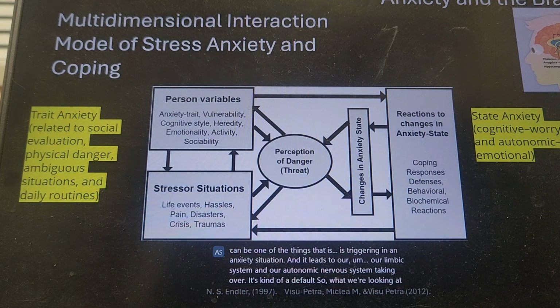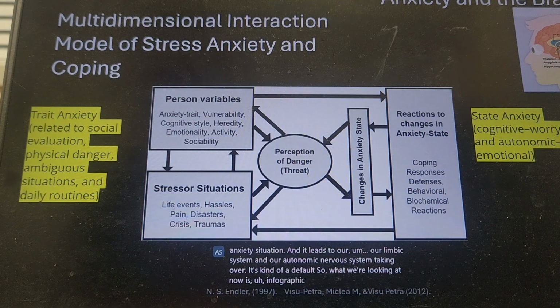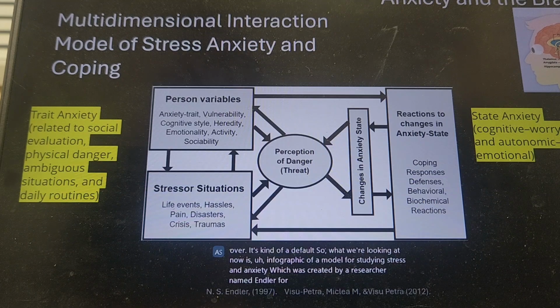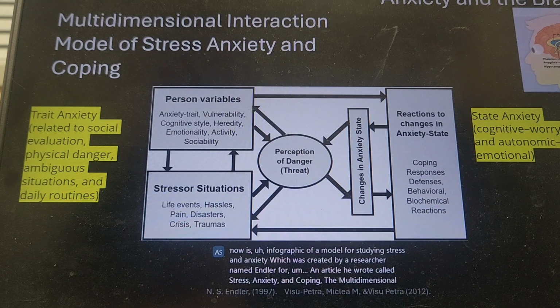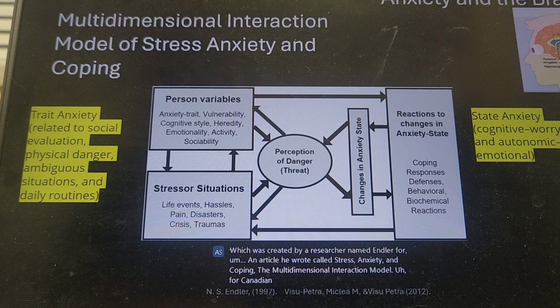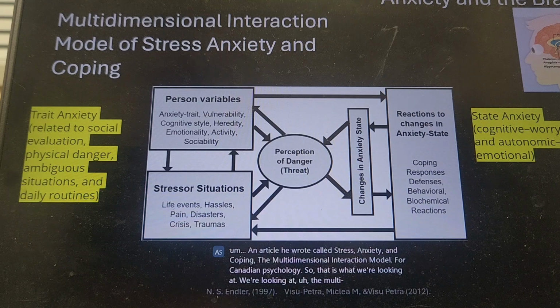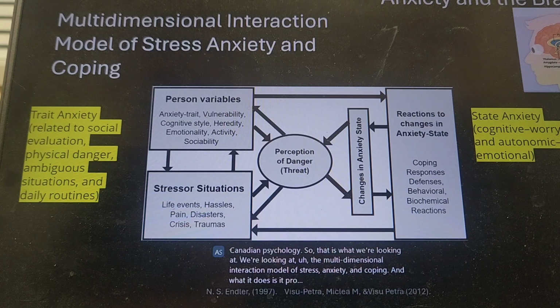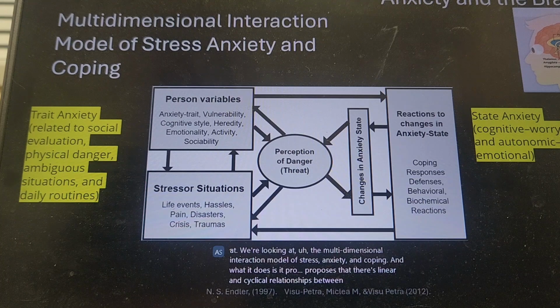So what we're looking at now is an infographic of a model for studying stress and anxiety, which was created by a researcher named Endler for an article he wrote called Stress, Anxiety, and Coping, the Multidimensional Interaction Model for Canadian Psychology. So that is what we're looking at. We're looking at the multidimensional interaction model of stress, anxiety, and coping. And what it does is it proposes that there's linear and cyclical relationships between state and trait anxiety and personal and environmental factors. It's a very complex diagram.